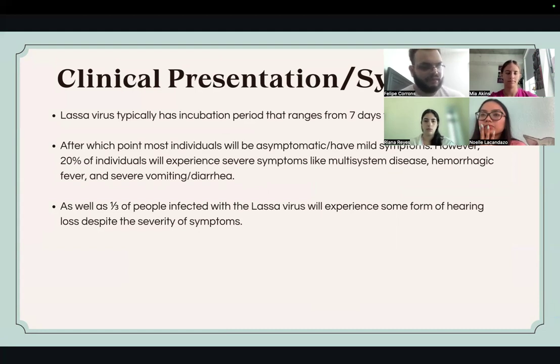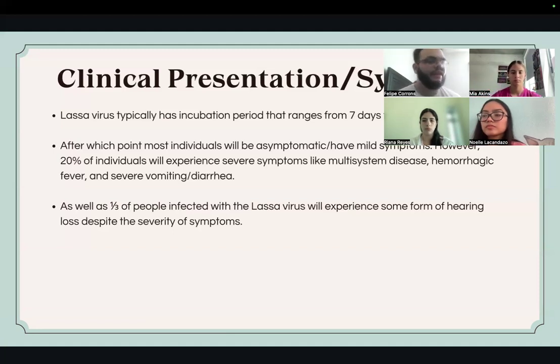Once people are infected with the Lassa virus, they will typically be either asymptomatic or have mild symptoms. However, 20% of individuals will experience some form of severe symptoms. This can include, as said before, Lassa fever or a form of hemorrhagic fever or multisystem disease, which is the infection of multiple different organs and likely inflammation of these organs, which can also lead to organ failure, as well as severe vomiting and diarrhea, which can lead to dehydration and decreased effectiveness of the body's immune system to be able to fight off infection.